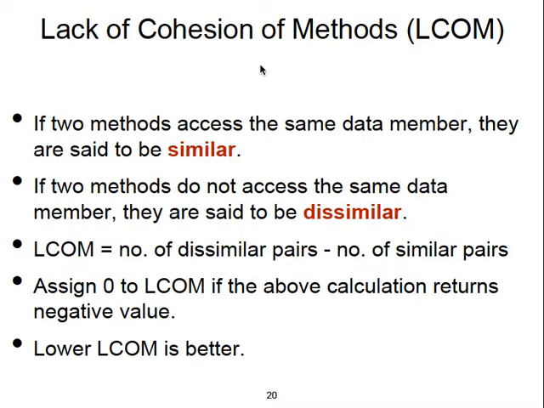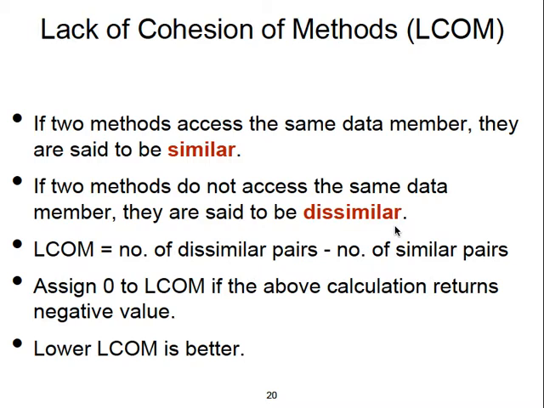Okay, so if two methods inside an object access the same data member, at least some data member is the same, then we say they are similar. And if two methods do not access the same members, then we say they are dissimilar.